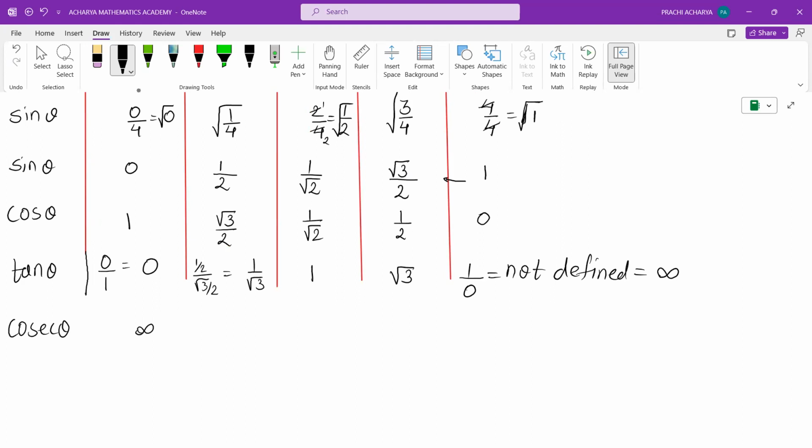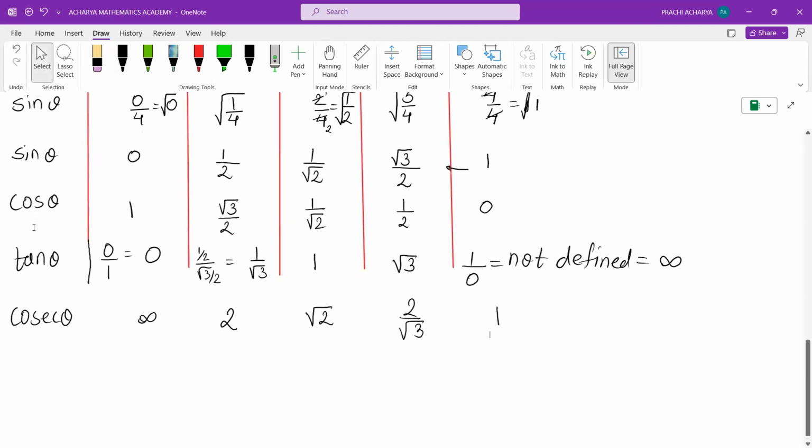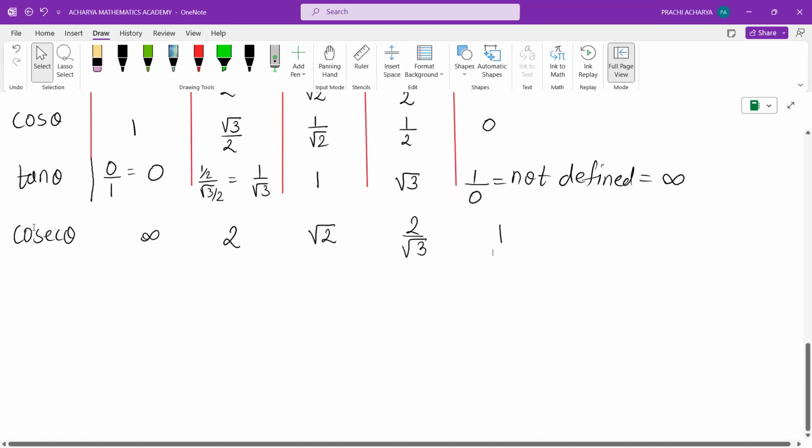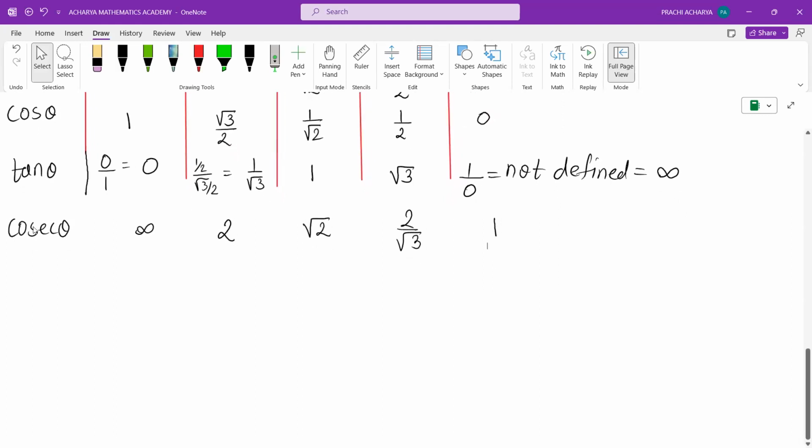Next one will be again a reciprocal of sine for the next value. So it is 2 upon 1, right? That means we can simply write 2. For the next one, it is root 2 upon 1. So we can simply write root 2. For the next one, the reciprocal is 2 upon root 3. And for the next one, reciprocal of 1 is always 1. All right. Now, similarly, we'll write for sec theta, cos theta ka reciprocal.